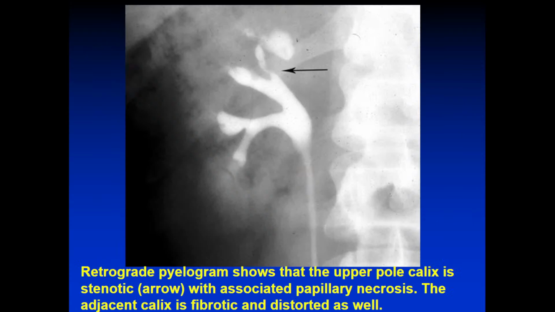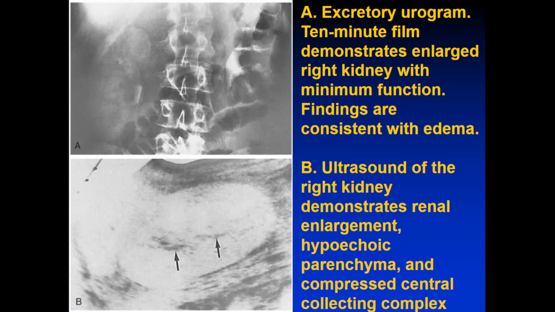Now you see the result we got with retrograde pyelogram. It shows that the upper pole calyx is stenotic. You see the arrow which shows it, with associated papillary necrosis. The adjacent calyx is fibrotic and distorted as well.